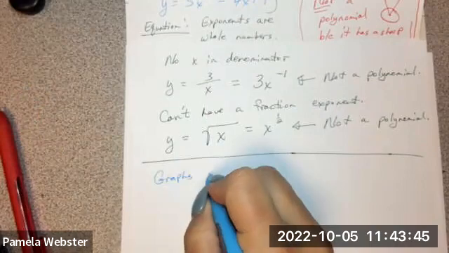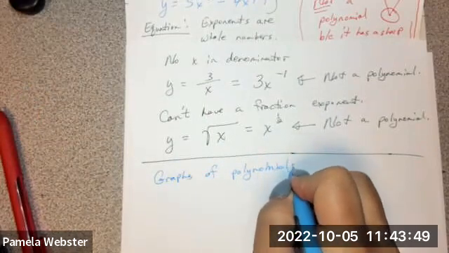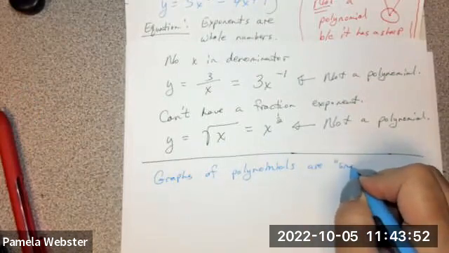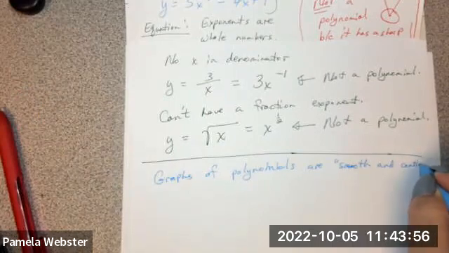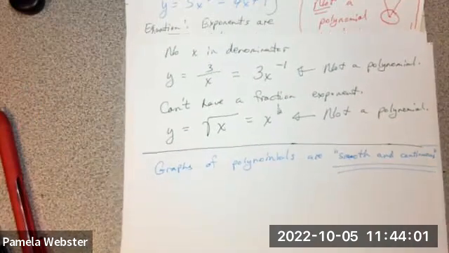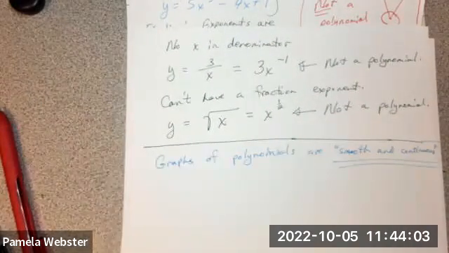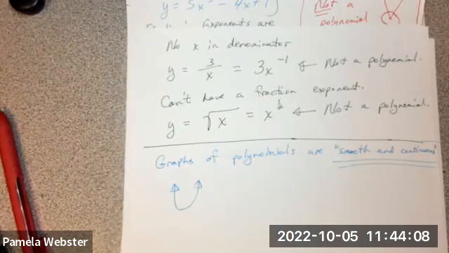Graphs of polynomials are, and the words we use, smooth and continuous. That's the mathiness that we use there, smooth and continuous. So for instance, when we talked about a parabola, it's smooth and continuous. It doesn't have any sharp corners. It doesn't have a spot where I've had to pick up my pencil to quit drawing it.